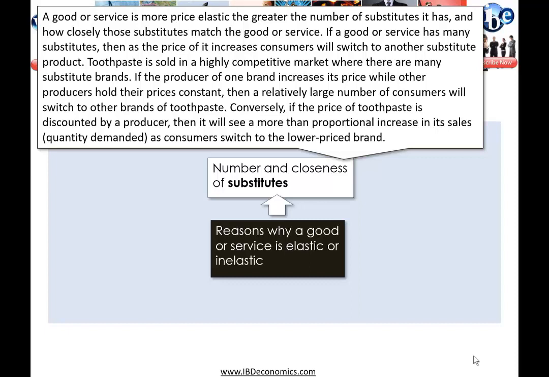Conversely, if the price of toothpaste is discounted by a producer, then it's going to see a more than proportional increase in its sales. Quantity demanded is going to increase more than proportionally to the decrease in price as consumers switch to a lower price brand.